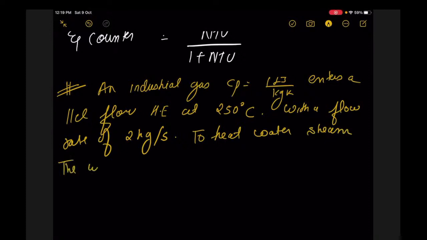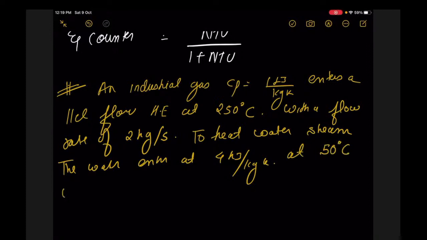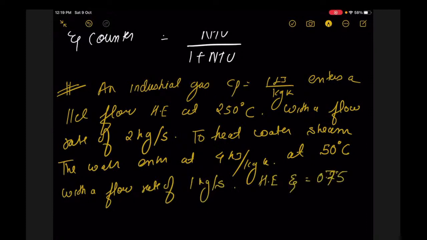The water enters at 4 kilojoule per kg Kelvin, at 50 degrees centigrade. The flow rate is 1 kg per second. Efficiency is 0.75. Calculate the gas exit stream temperature.